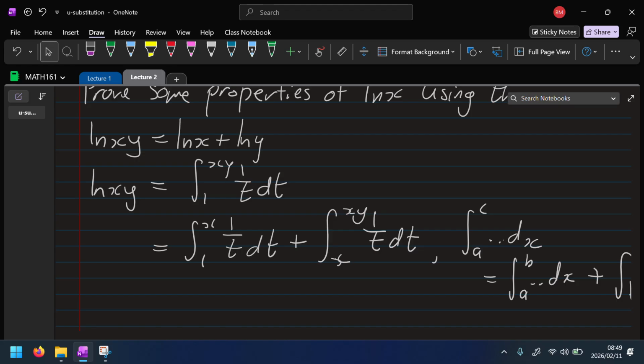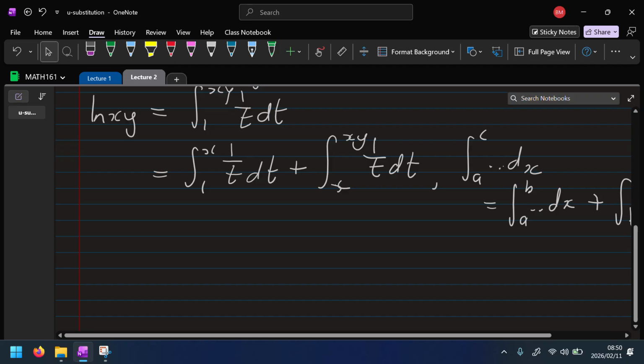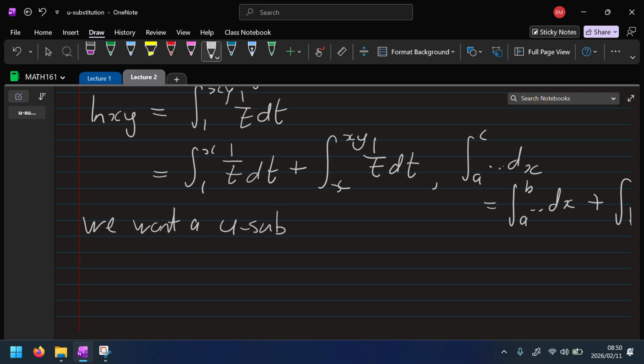So what can we do to adjust the bounds? We've got some old bounds from x to xy. We want some new bounds, that's the hint, from 1 to y. What can we do to change the bounds from the old ones to the new ones? U substitution, exactly. So we want a U substitution. Right, I'll just write it U sub. You know what that means.